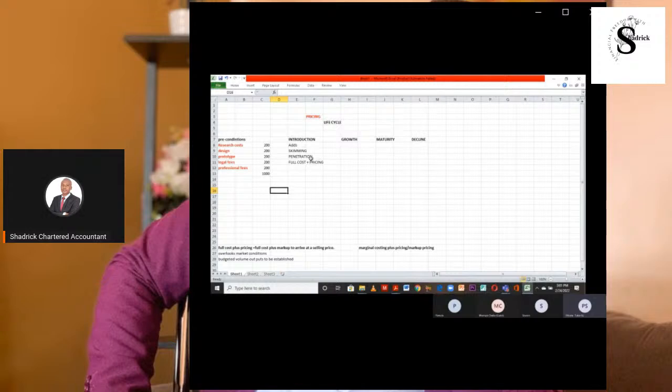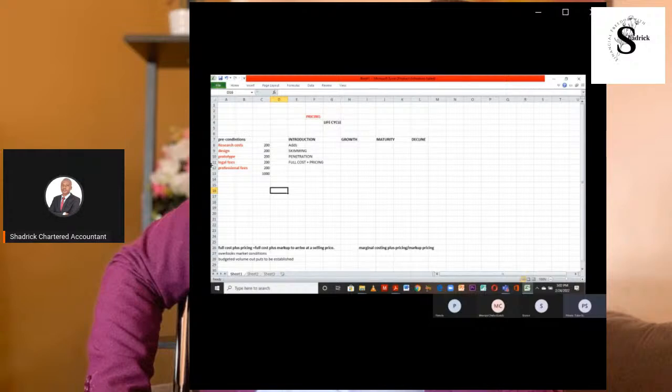For skimming, you're going to charge high amounts to recover those costs. But again, you may think about it this way. Once it exists, they begin to buy. Obviously, there will be competition coming through. So you're going to reduce from skimming. Now you're going to use penetration, or you can go to full cost plus pricing. So the aim is to recover initial costs: research, design, prototype, legal fees, professional fees, and things like that.